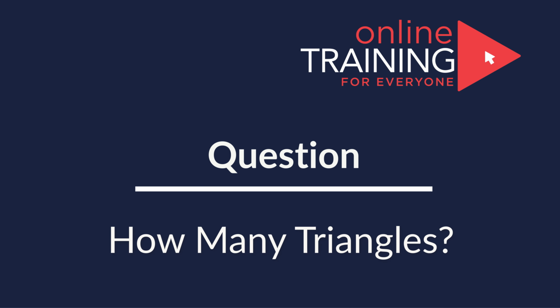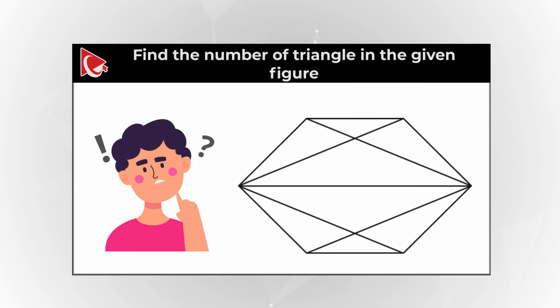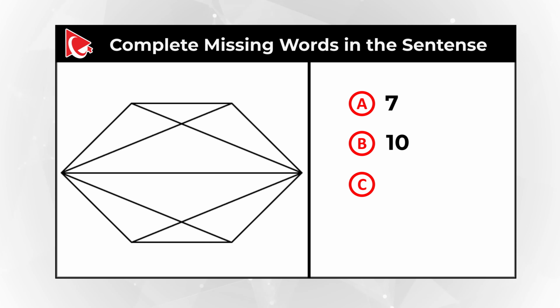Here's an amazing question which tests your imagination and spatial thinking. You need to determine how many triangles are shown in this figure. Take a close look and select one out of 4 different choices. Choice A, 7. Choice B, 10. Choice C, 12. And choice D, 17.